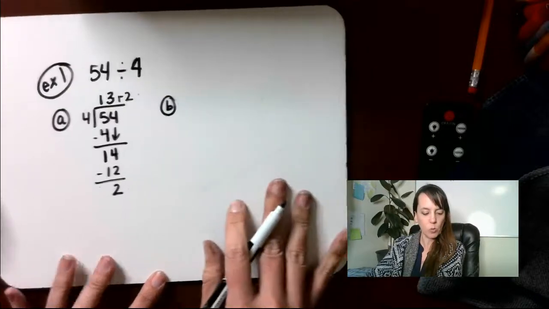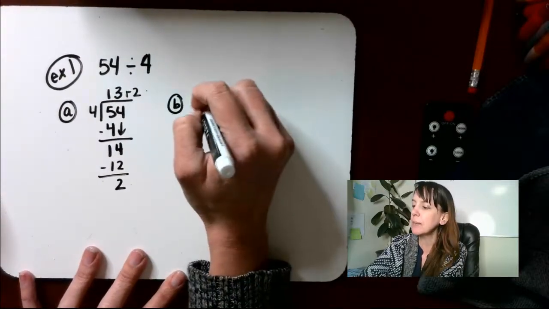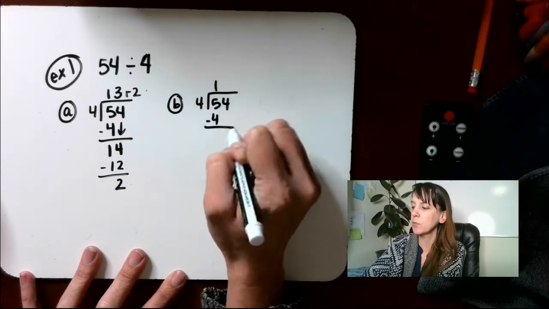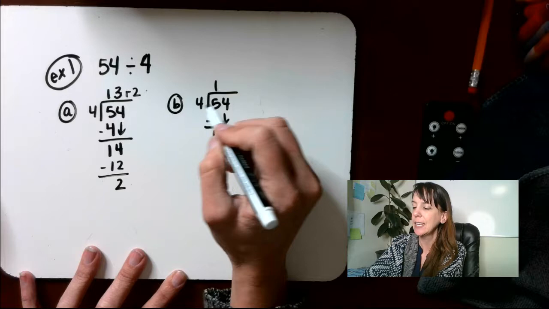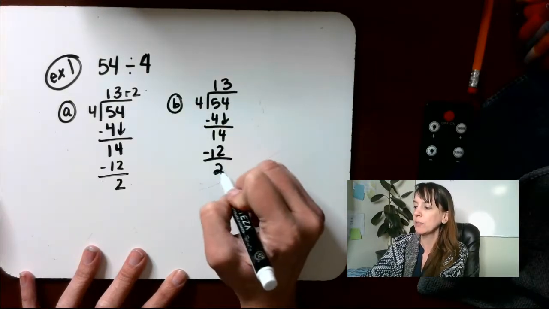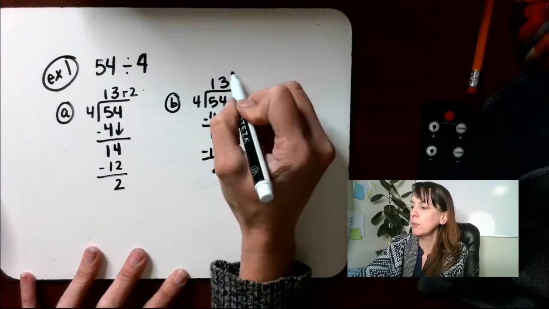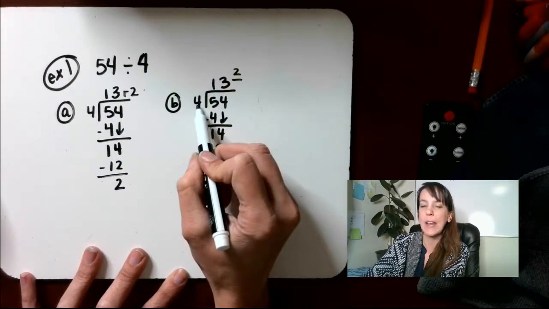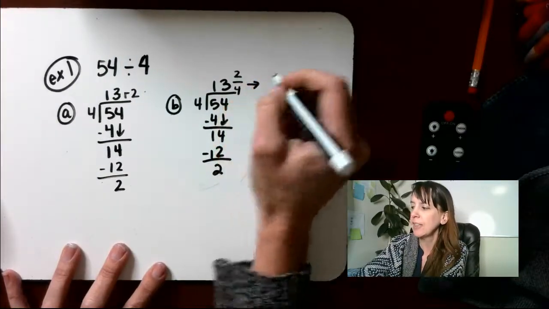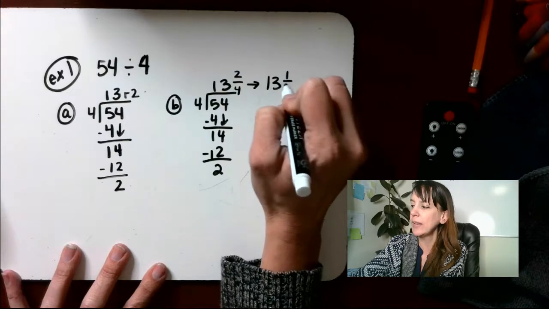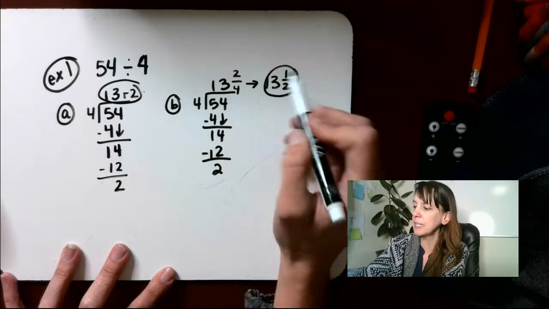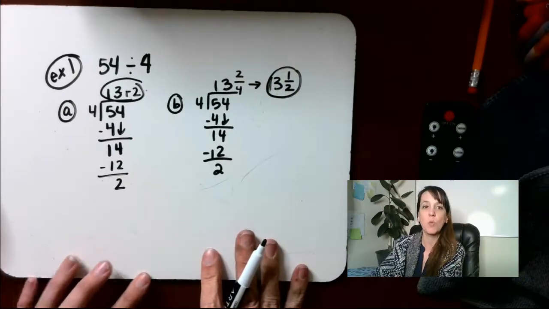For B, it's saying write it as a mixed number. So we're going to do the same thing where we have 54. We know it goes in 1 time. That gives us 4. We subtract and we bring down. We get 14. We know that that goes in 3 times. 3 times 4 gives us 12 with a remainder of 2. This time, instead of writing the remainder as 2, we write it as 2 over whatever this number is, so 4. In this case, 2 over 4, we can definitely reduce that down. That's going to give me 13 and 1/2. So we have 13, remainder 2, and 13 and 1/2.